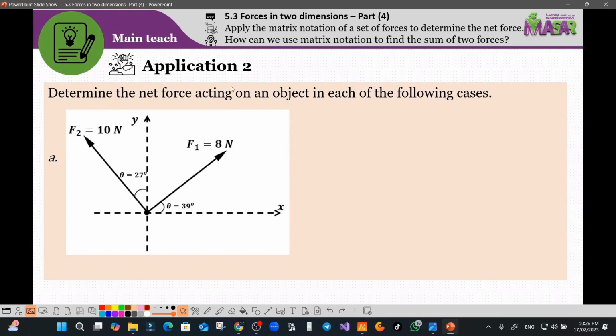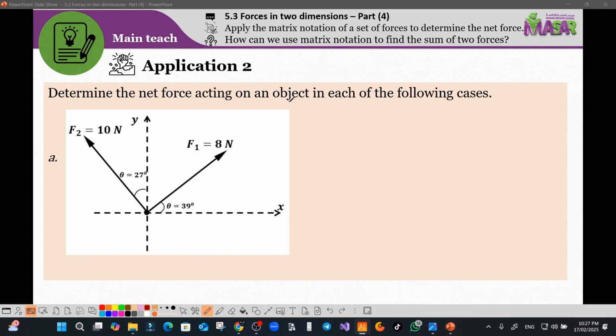This is application 2. Determine the net force acting on an object in each of the following cases. Let's start with the first case. Here in this case, we need to find the magnitude as well as the direction. Let's start with the magnitude. I need first to write each vector in the matrix notation. So let's start by decomposing F1.